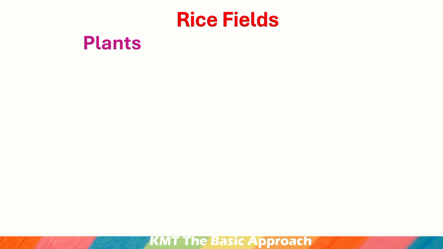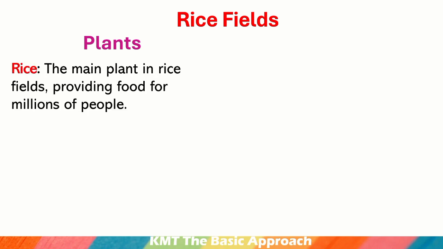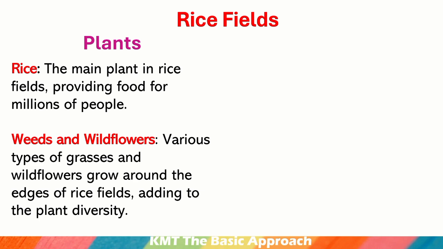Example of plants in the rice fields. Rice, the main plant in rice fields, providing food for millions of people. Weeds and wildflowers. Various types of grasses and wildflowers grow around the edges of rice fields, adding to the plant diversity.